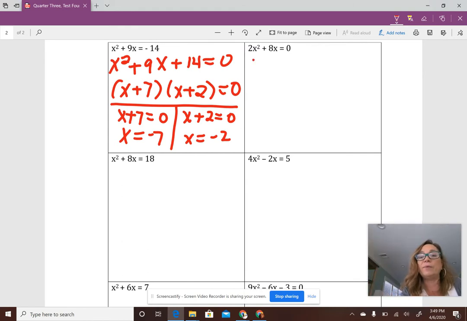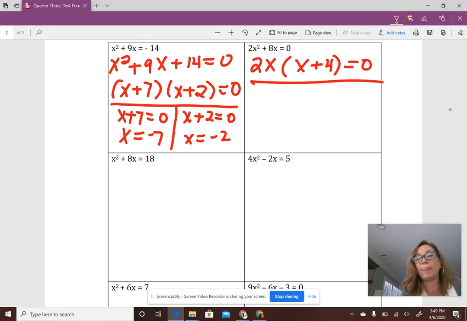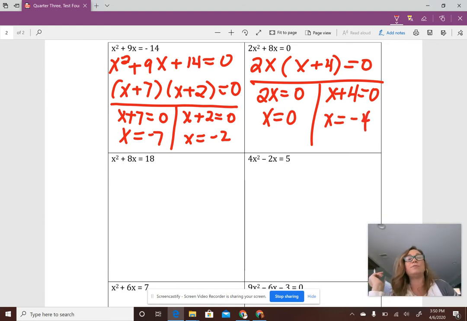All right, the next one I'm going to do by GCF factoring. I pull out a 2x, and that gives me x plus 4 equals 0. Set my factors equal to 0. I get x equals 0, and I get x equals -4. And again, you can check these by substitution. You just use your calculator: 2 parentheses 0 squared plus 8 times 0. Get an answer, and it should equal 0.